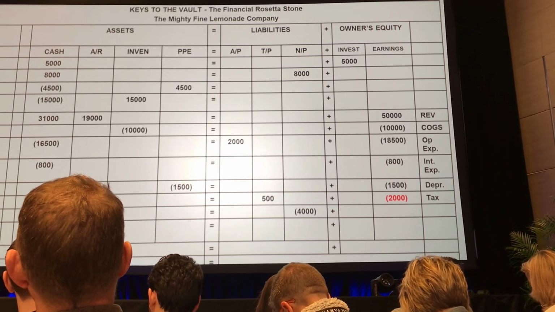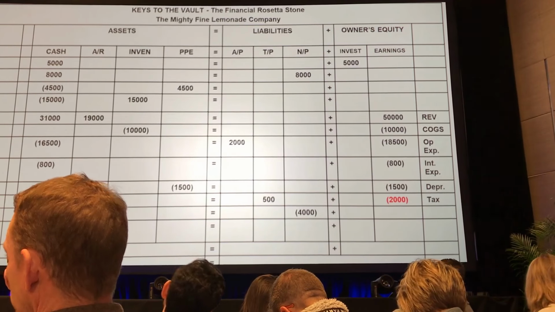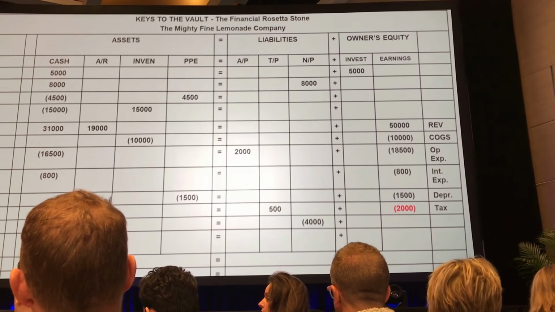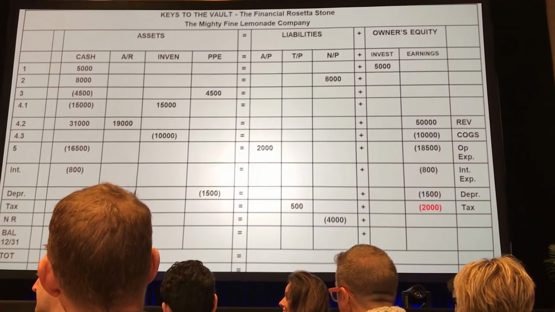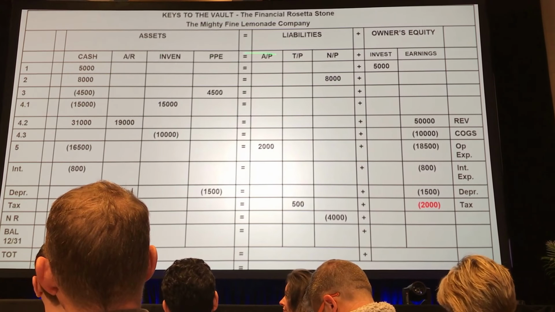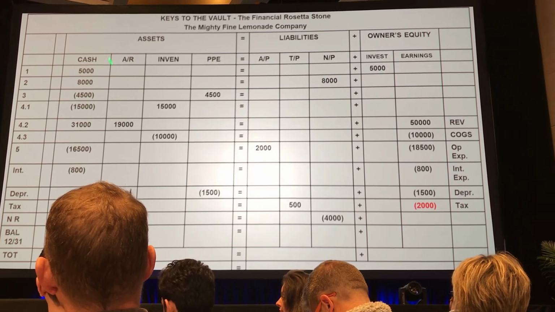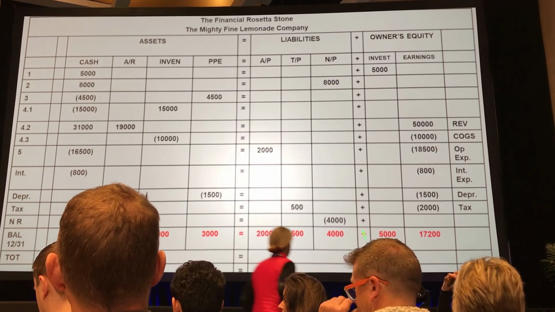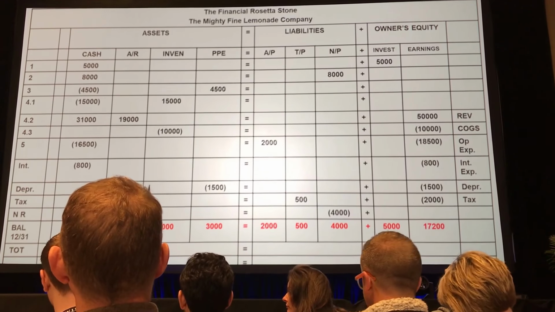I just said, okay, and I just started asking questions, and you knew exactly what to do. You took all those words and converted it into numbers, and we recorded these numbers on the Rosetta Stone. Now watch this. Watch up here. If you add up all these columns, what you're going to see across the bottom of this page is a balance sheet.